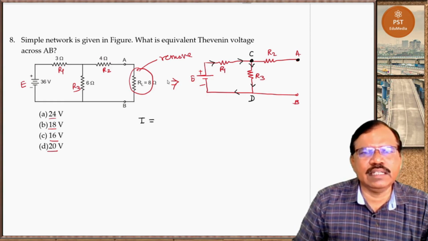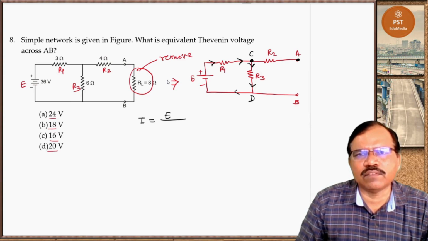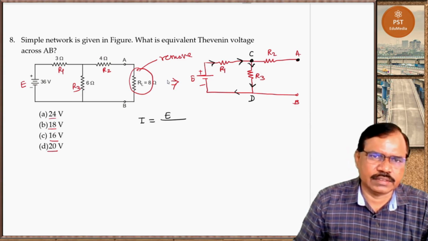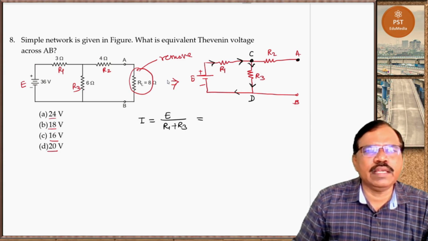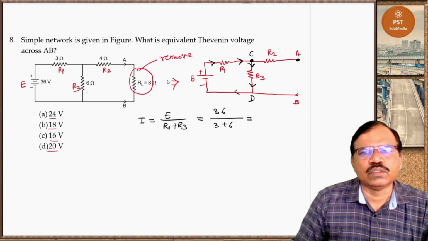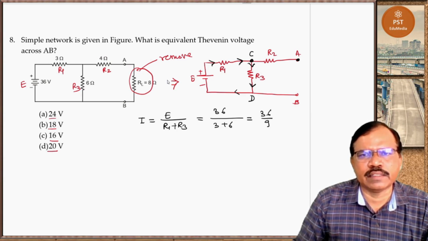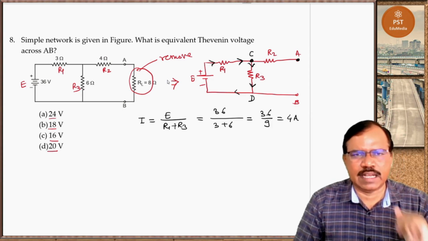So what is the current? I is equal to E upon resistance. What is the resistance? In the path of current, R1 and R3 are in series. So we have R1 plus R3. Now E is 36 volt divided by R1 is 3 plus 6. So 36 by 9, so it is 4 ampere. That is the current through R1 as well as R3.